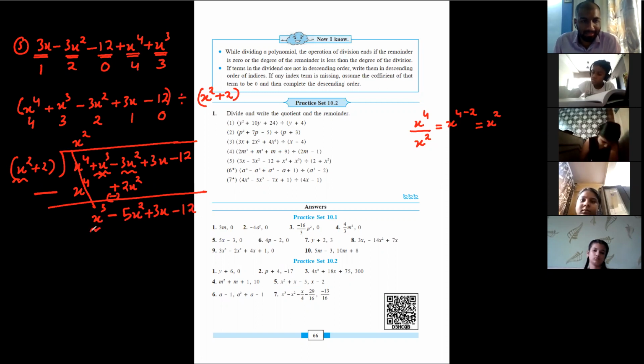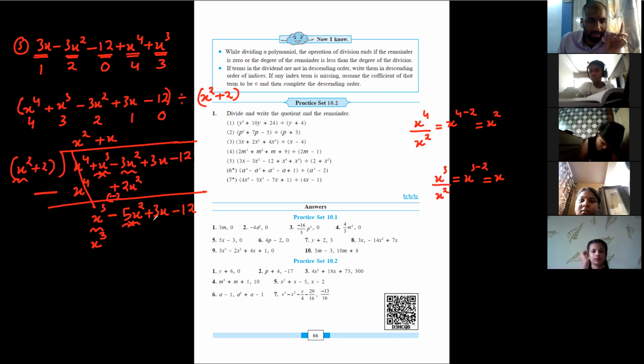Next, we'll eliminate x cube with the help of x square. So I'll write x cube. Here I'll write x square. So it will be x raised to 3 minus 2. So it will be what? X. So I'll write x over here. Now, x square into x is what? X cube. Plus into plus is what? Plus. 2 into x is 2x. Just pay attention. This 2x, you won't write below this 5x square. You will write below 3x. So I'll write 2x over here.